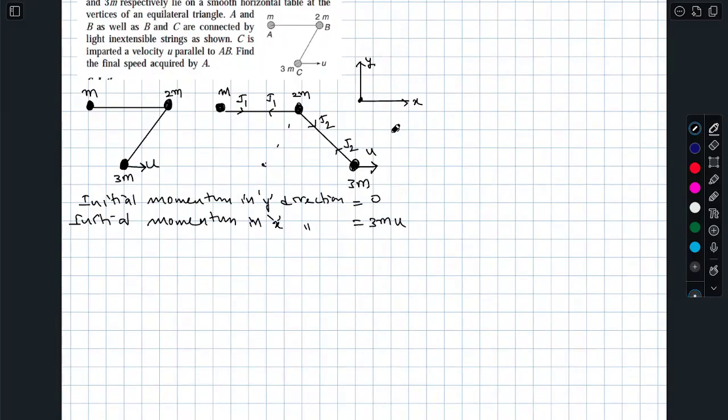Now let us study what is happening. Now I'll take the velocity diagrams. I'll write this just after the impulse here.